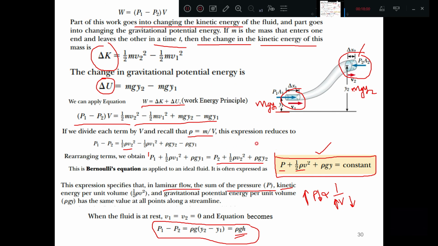This is Bernoulli's equation. Just practice this equation and try to understand each and every term here. We'll continue in the next session. Thank you.